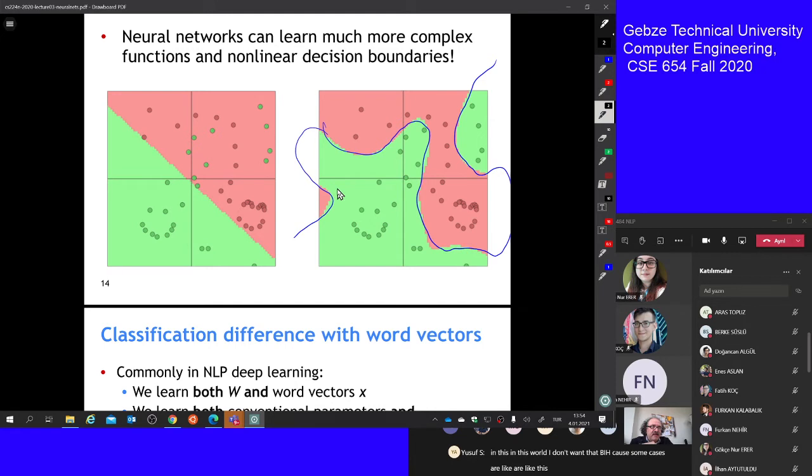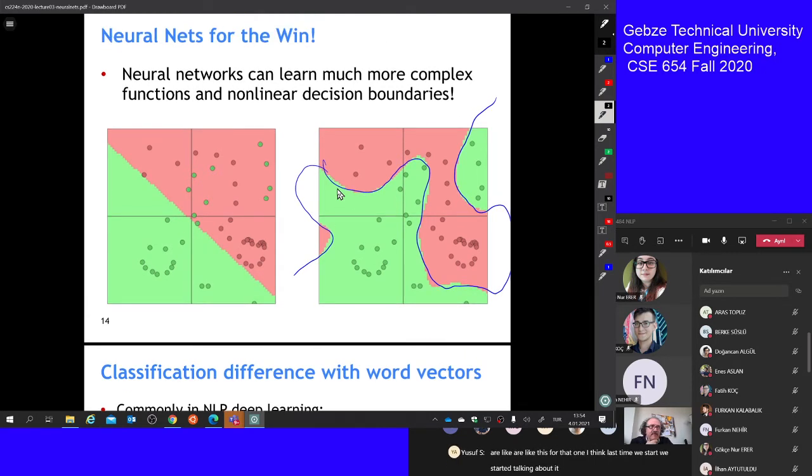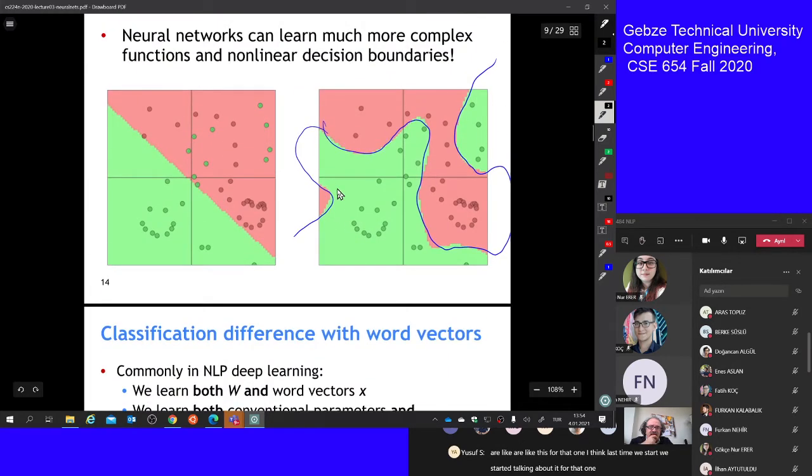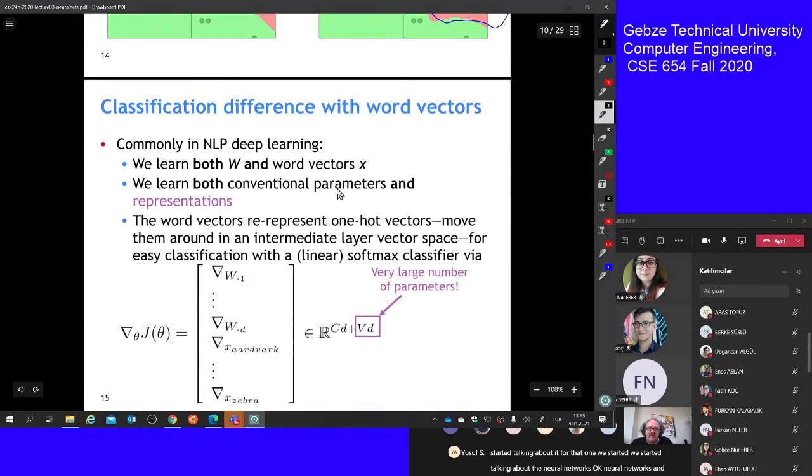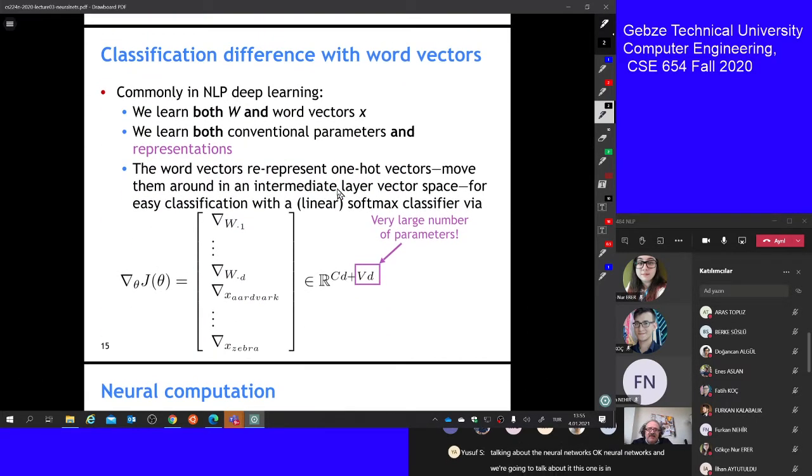For that one, I think last time we started talking about it. We started talking about neural networks. Okay, neural networks, and we are going to talk about it. This one is interesting. Last time I didn't talk about it. Okay, so we did not learn the word representations just to make these funny word vector comparisons.